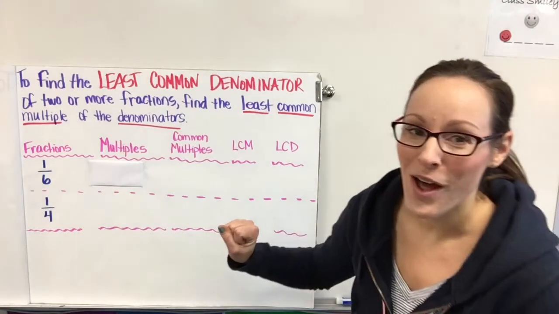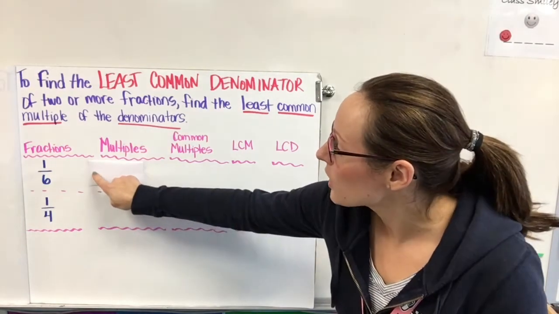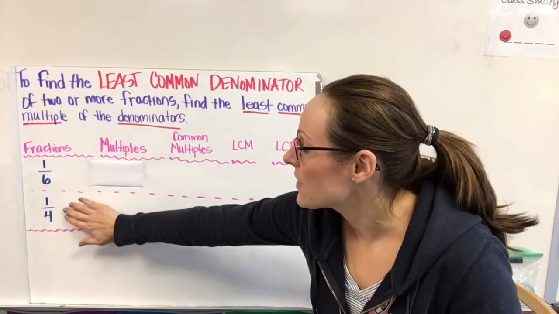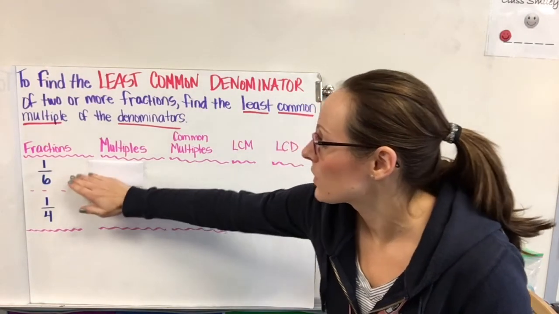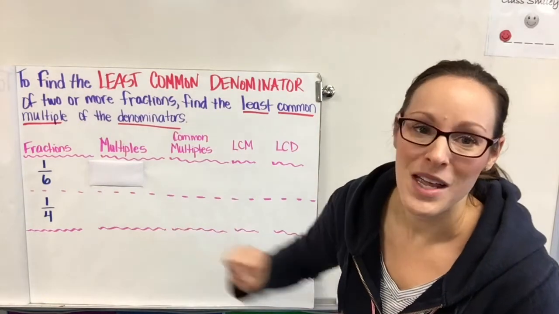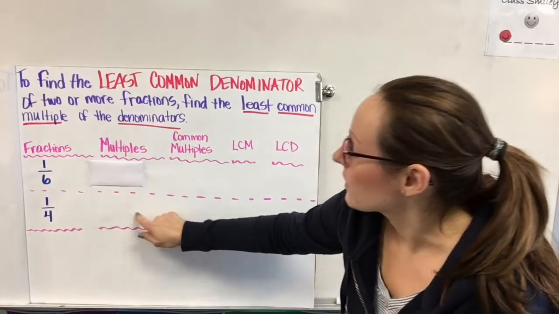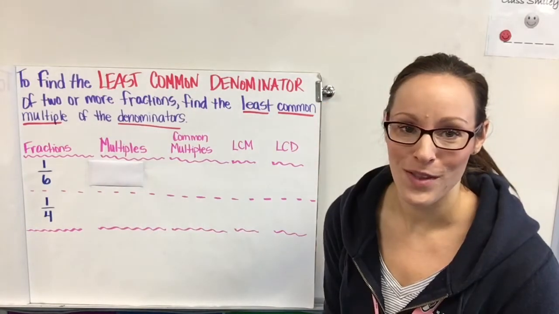So I want you to pause the video and write down all of the multiples of this denominator, which is 6, and this denominator, which is 4. You'll list all your multiples, not all of them, maybe list 5 or 6 of them, right here and right here for 1/6 and 1/4.